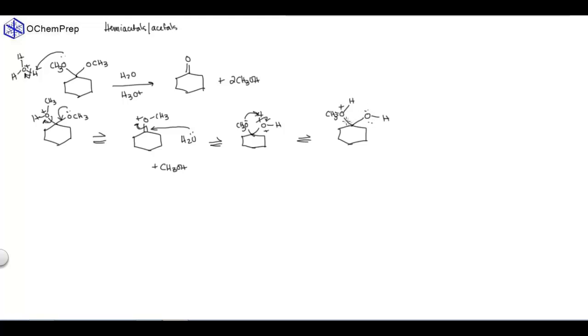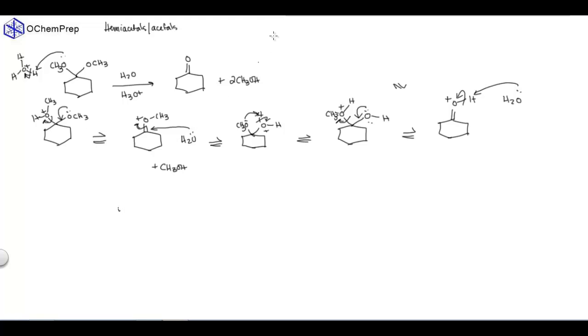And so once again, I push it, and you end up with your protonated ketone. And we've just lost our second methanol. And the last step is the water that came in with the catalyst regenerates the H3O plus.